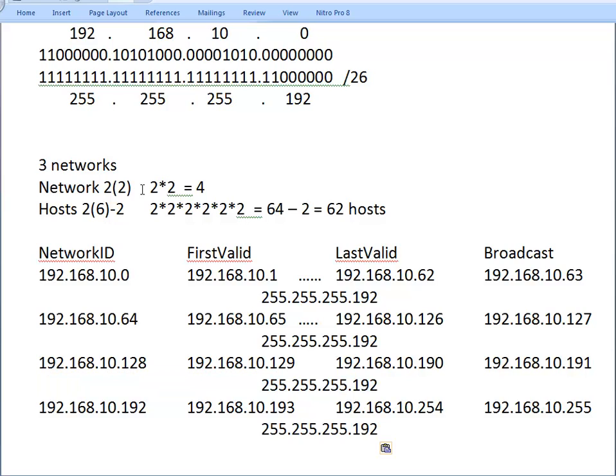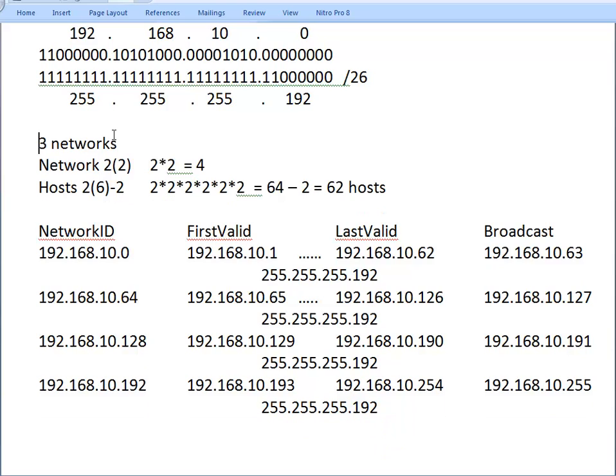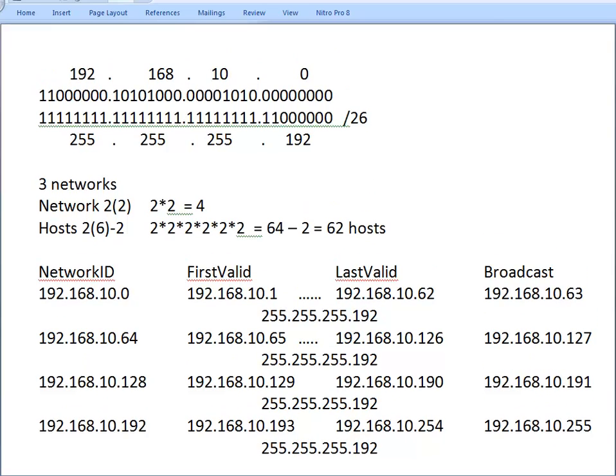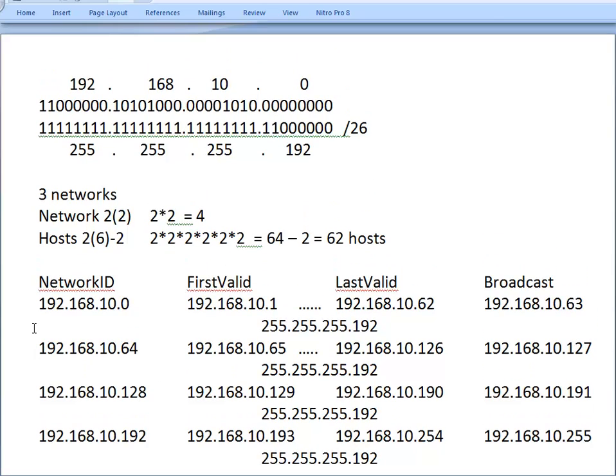So you just saw how to subnet a small network for three networks only. We needed 3 networks, but we actually got 4 networks because 2 to the power 2 is 4. It's better to have more than less because less is not enough. So here we have a 4th network subnetted.